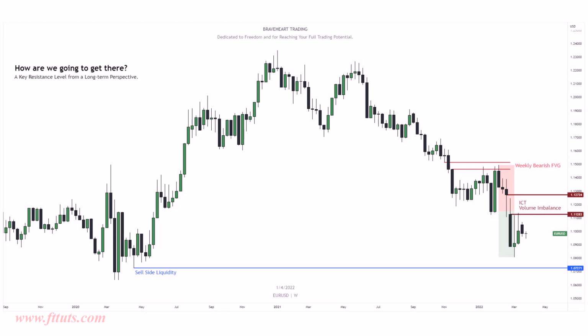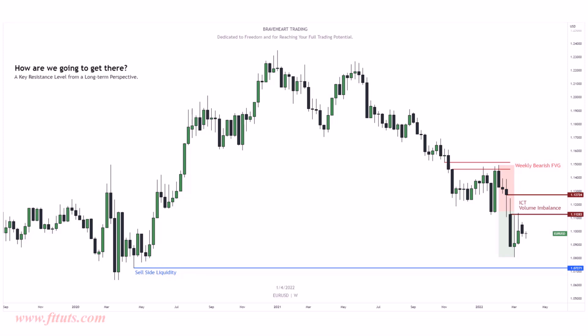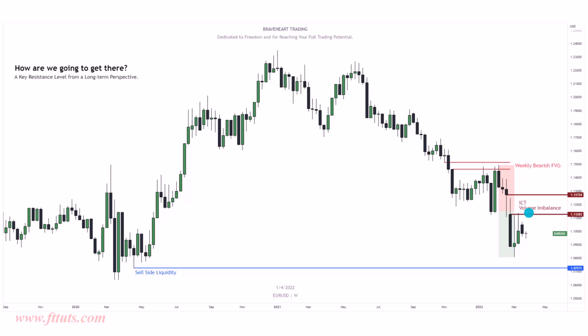So now that we found the next narrative, which is hunting the sell side liquidity here, how are we going to get there? We don't want to be chasing it down there, because it's pretty obvious that it's going to go down there. But when price moves, it walks. It walks with up candles and down candles, up candles and down candles. So if it wants to walk over here, we can pretty much join that move with walking up, then taking a step down towards that sell side liquidity. So how are we going to get there? Well, we must find a key resistance level from a long-term perspective that would propel us down to that area.